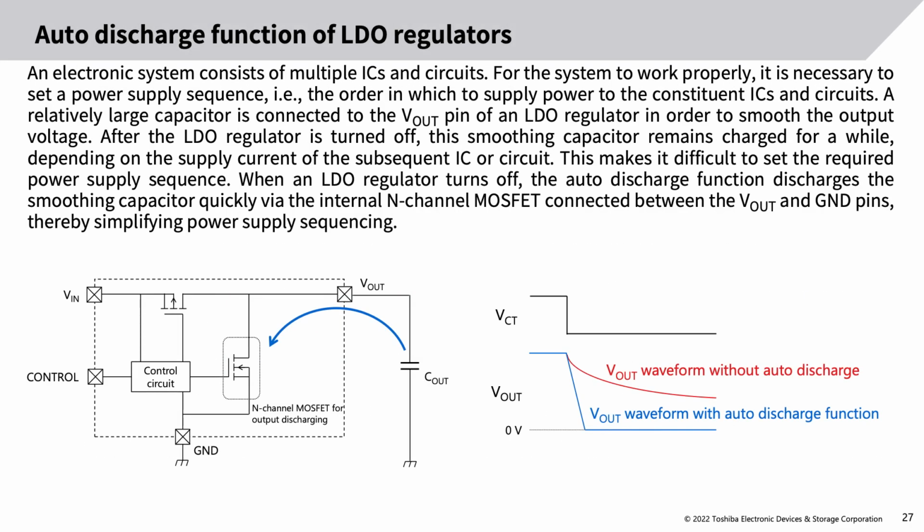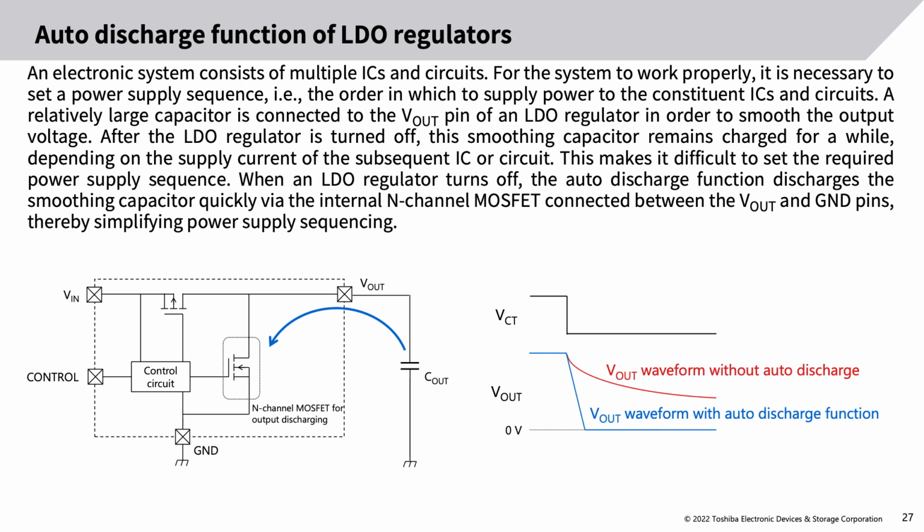Auto discharge function of LDO regulators. An electronic system consists of multiple ICs and circuits. For the system to work properly, it is necessary to set a power supply sequence, i.e., the order in which to supply power to the constituent ICs and circuits. A relatively large capacitor is connected to the V-out pin of an LDO regulator in order to smooth the output voltage. After the LDO regulator is turned off, this smoothing capacitor remains charged for a while, depending on the supply current of the subsequent IC or circuit. This makes it difficult to set the required power supply sequence.